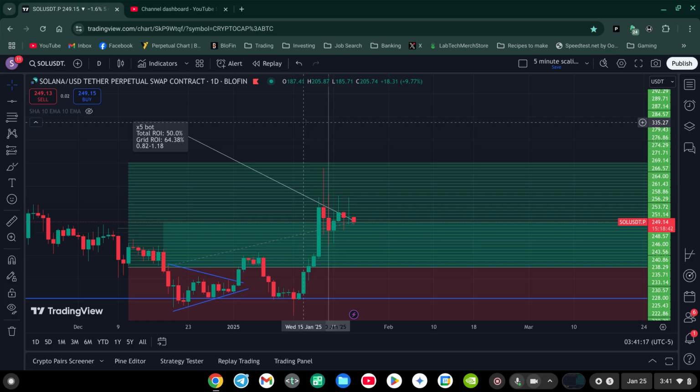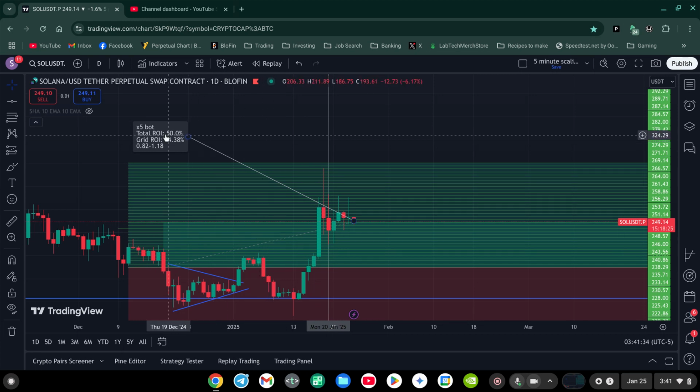And that's from the grid trading. That's just the amount of margin that has been added to the bot from grid trading. The total return currently is about 50%, though.